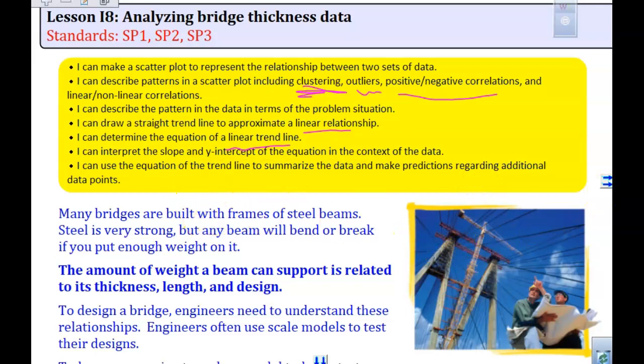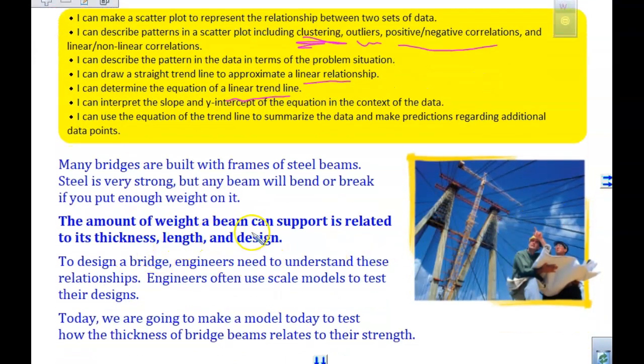So many bridges are built, if we continue reading this, with steel beams. Steel is very strong. Any beam that will bend or break, we want to put through a weight test. So if you think about this, the amount of weight that a beam can support is going to be based on the thickness of it, the length, and the design. So to design a bridge, engineers need to understand these relationships.